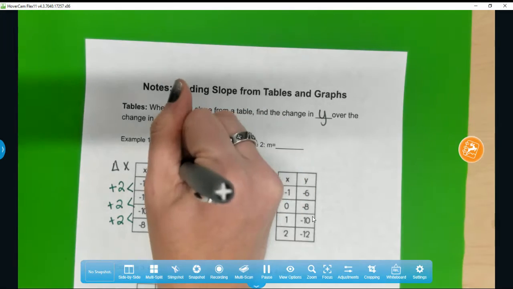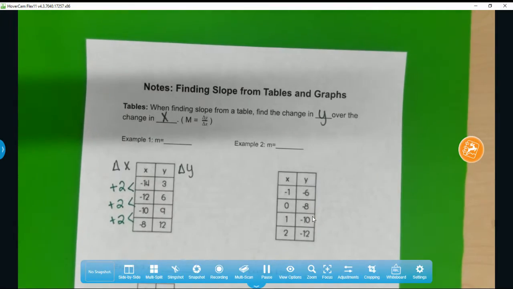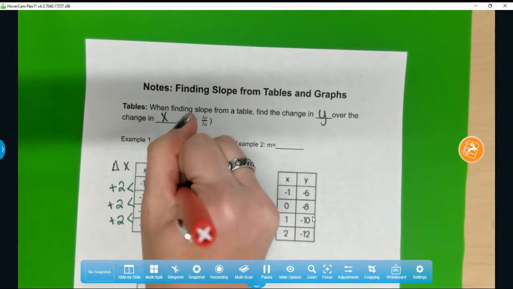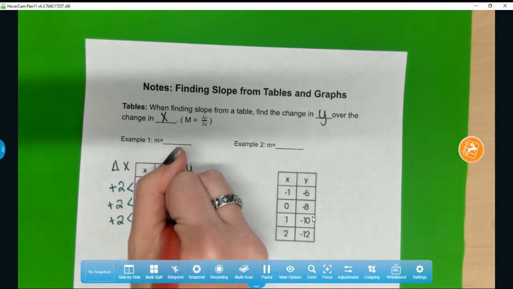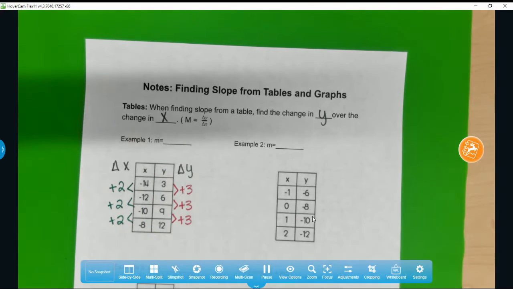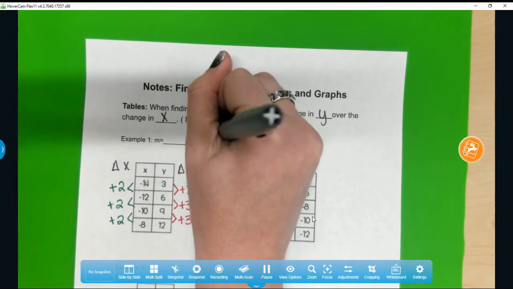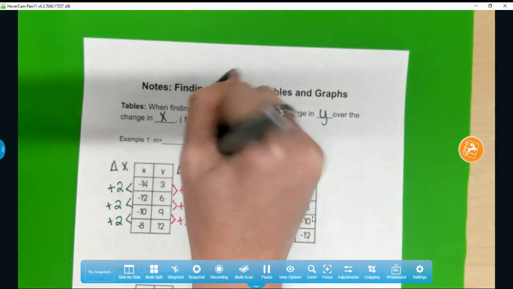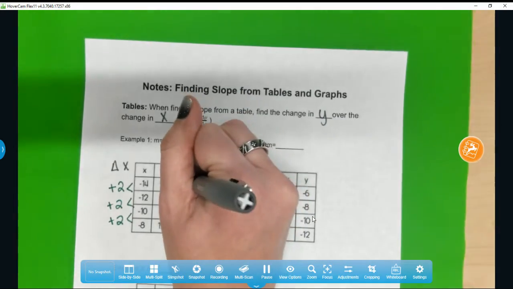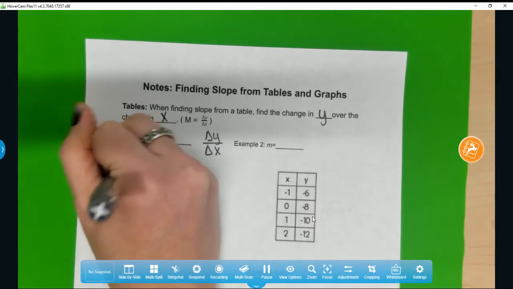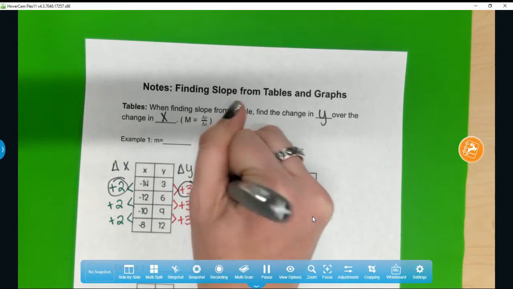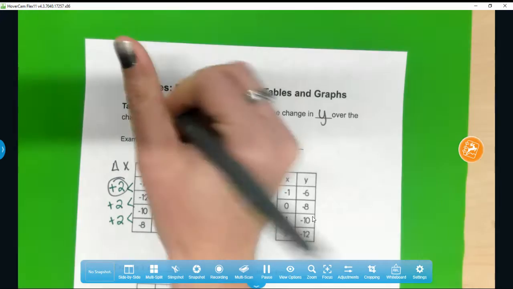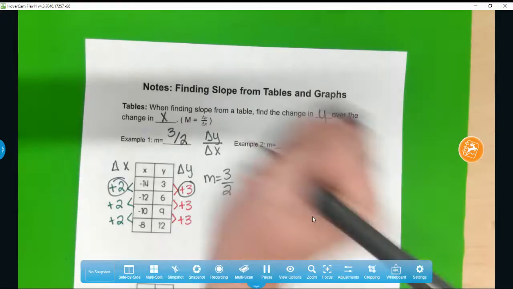Okay, now we're going to find our change in y. So change in y, we added 3, added 3, added 3. When I set this up, I need to put the change in y over the change in x. So I'm looking at the 3 and I'm looking at the 2. So my slope is 3 over 2. That can't be reduced, so that is your answer.